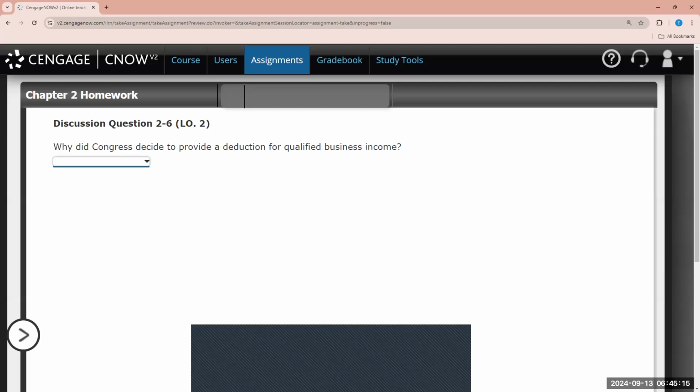This brings us to our next question. Why did Congress decide to provide a deduction for qualified business income? So there was a very big change, very big tax reform in 2017. The Tax Cuts and Jobs Act is often referred to by its acronym TCJA. And the goal was to lower the federal income tax rate for C corporations.